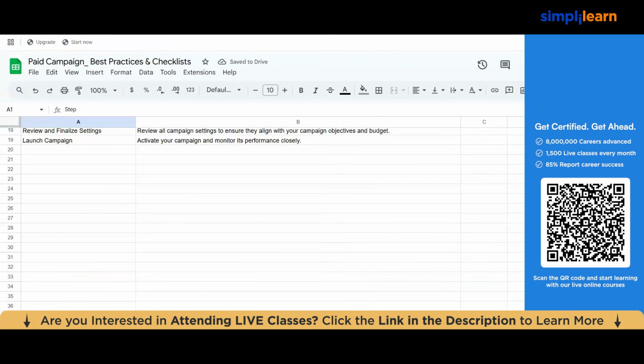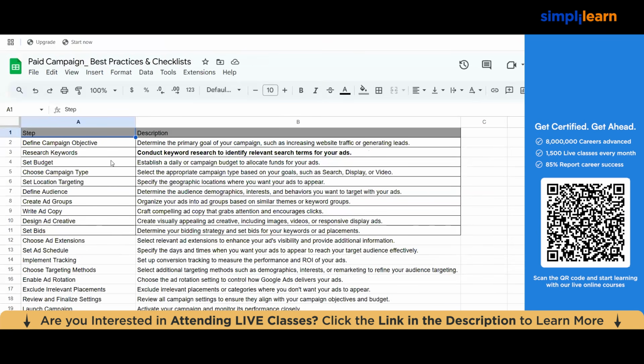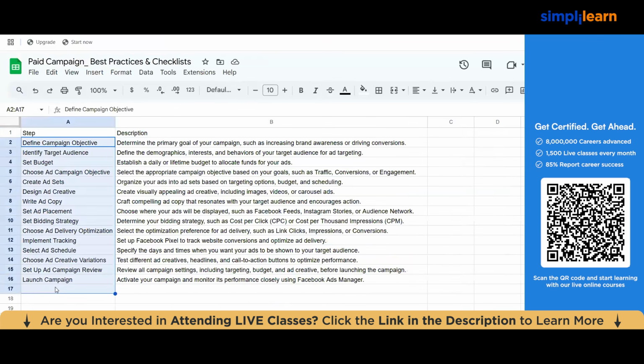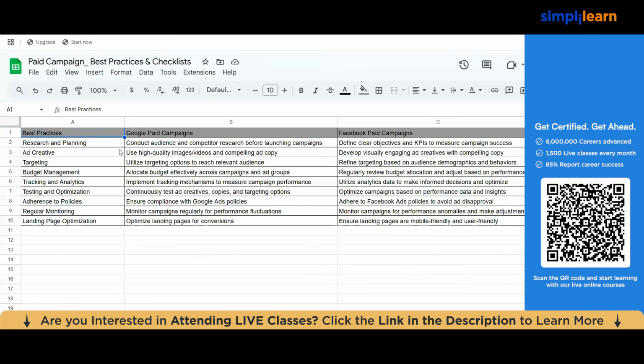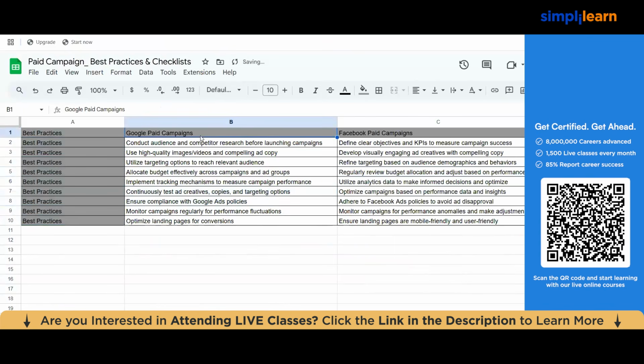So I have prepared a checklist for Google advertisement. This is a bit of manual work I have done, but I thought it's good for you all. I'll share this at the end of the session today as well. So a checklist for Google, what you need to do, Facebook also, what you need to do, and some of the best practices that you have to follow for both Google paid campaigns and Facebook campaigns. You can keep it handy.